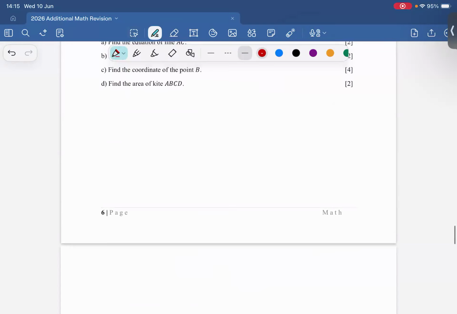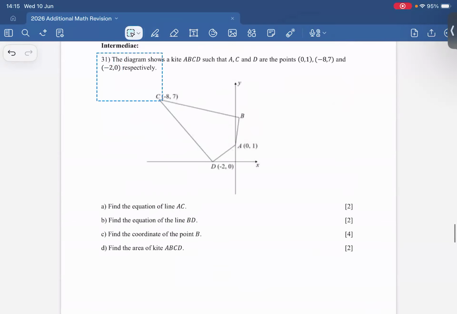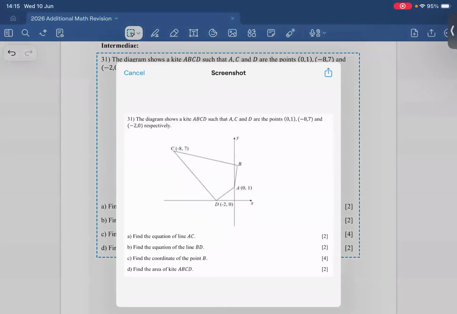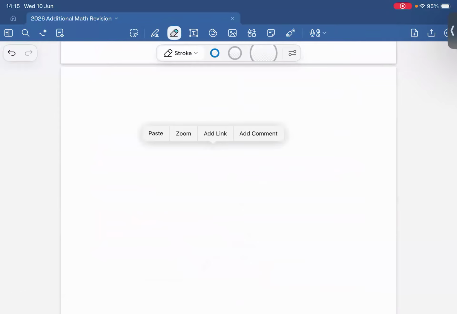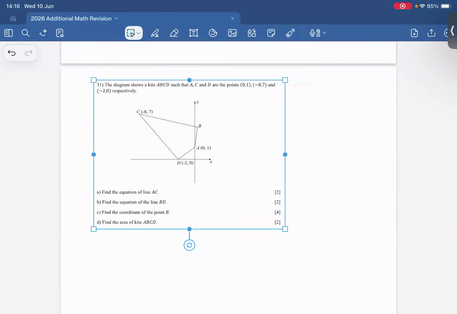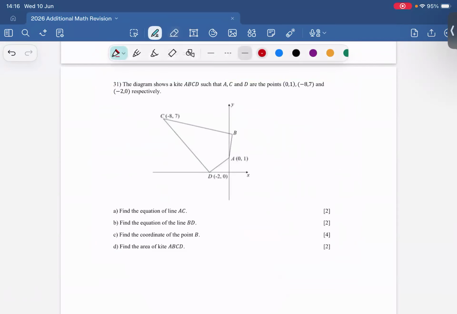Okay, next question. In the AMath part, not only do you need to know all the formulas, you need to know a bit of your shapes. Okay, what do I mean? You need to know that in a parallelogram, the midpoint of these two is the same as the midpoint of these two.